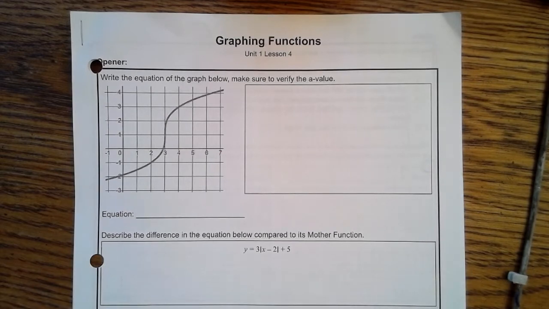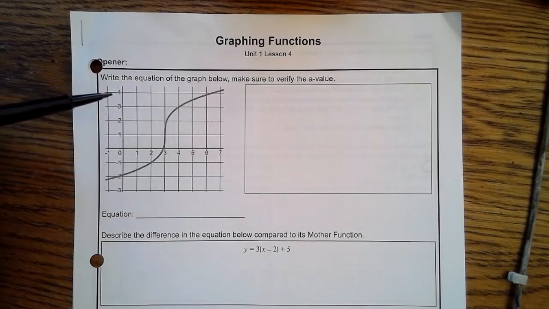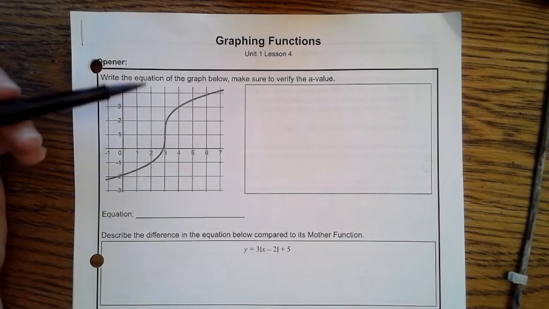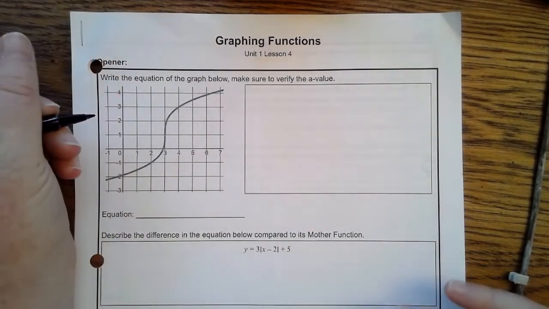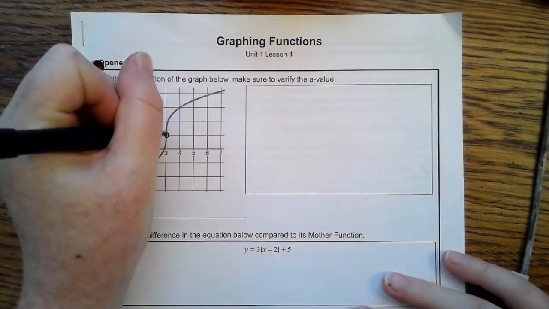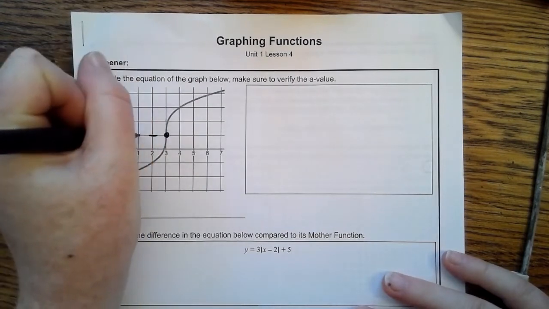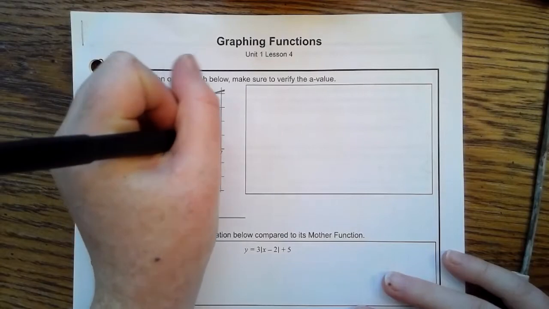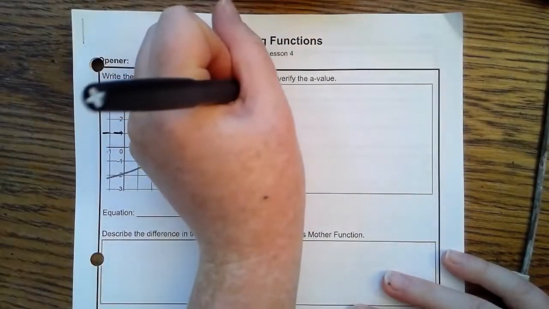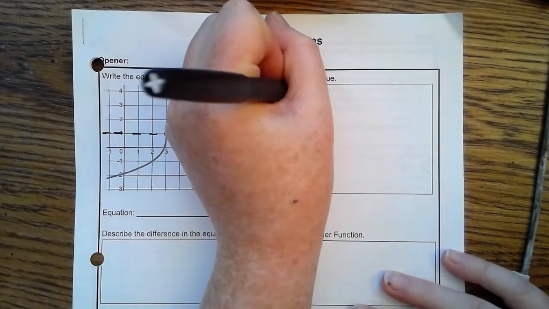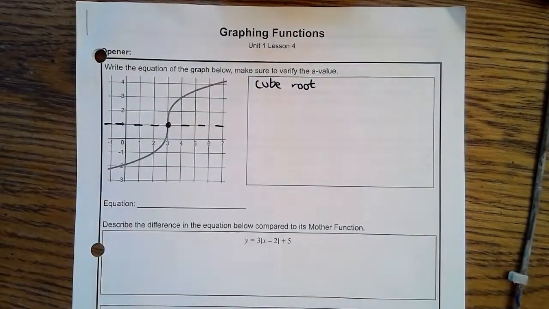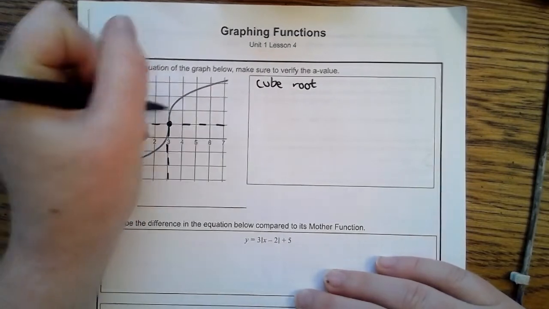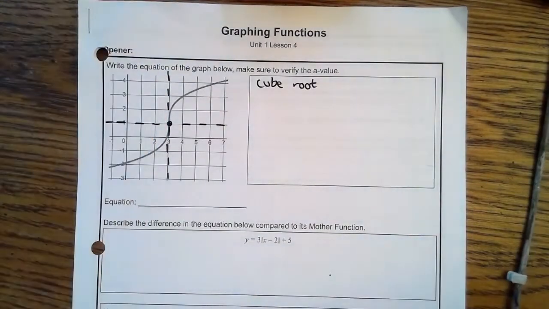Let's get started. It says write the equation of the graph below. Make sure to verify the a value. I always start by finding my center, which is right here. This is a cube root. You can use your Unit 1 lesson 1 to go over this. And then I like to draw my line down here. I always like to draw my center, helps me find my h and k.